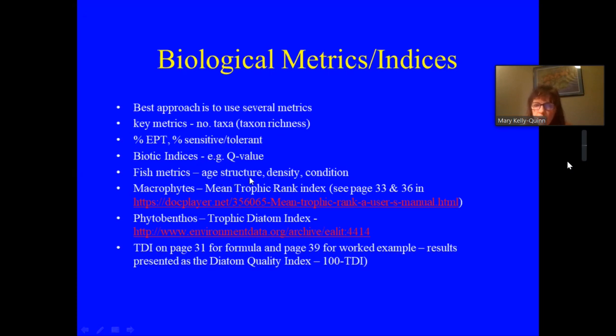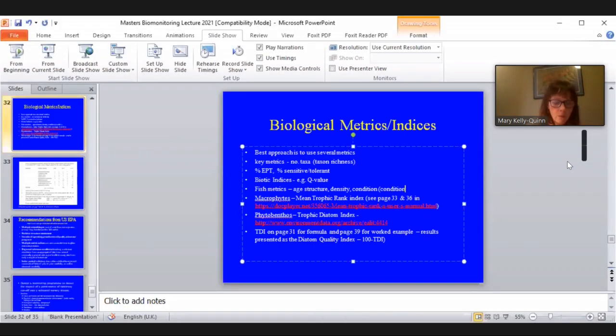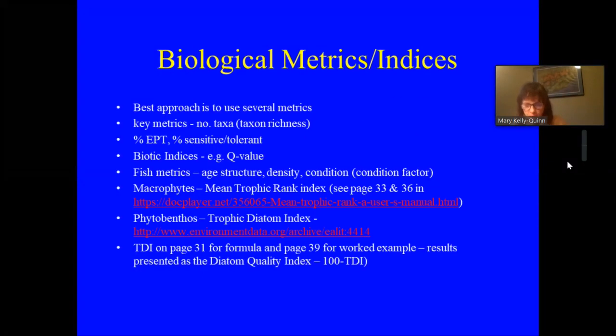Then for fish, you're going to look at the age structure of your population, the density and the condition. So I recommend that you look up what is known as condition factor. Condition factor should go in there. It's a metric that expresses the relationship between the length of the fish and the weight of the fish, and is therefore a measure of how fat or plump the fish is. And that's useful to measure.